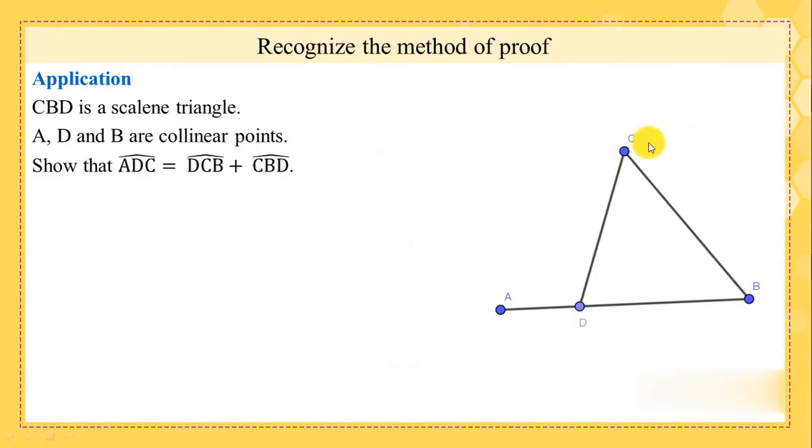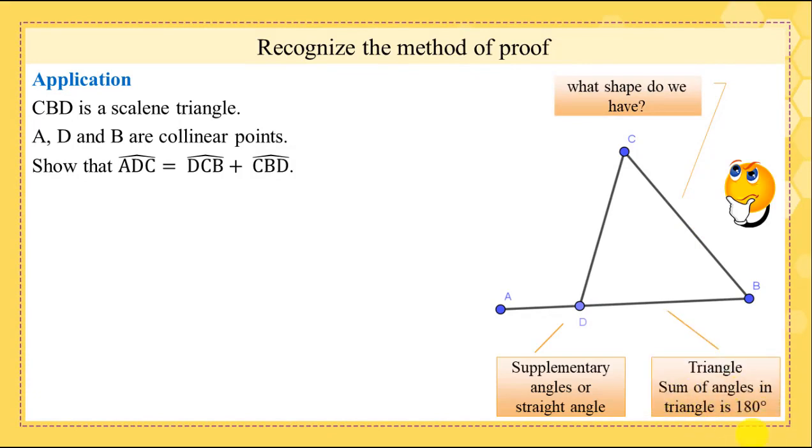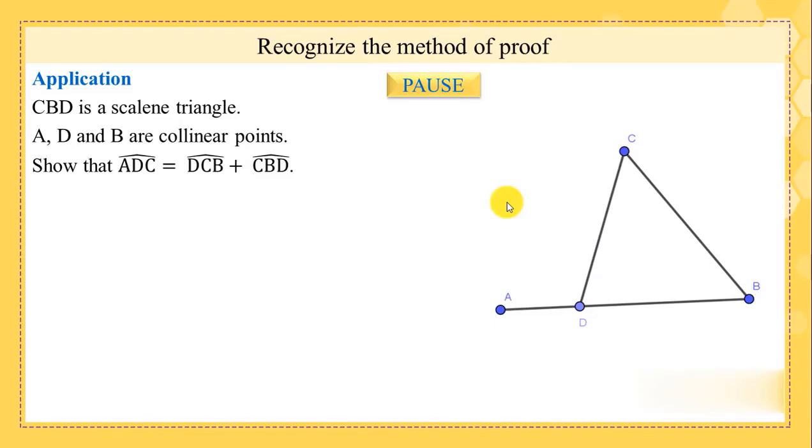CBD is a scanning triangle. ADB are collinear points. Show that angle ADC is equal to the sum of angle DCB and CBD. Before we start, let's think about the shapes that we have here. What shape do we have? First, we have supplementary angles or straight angle, and we have a triangle, so we can use the property sum of angles in triangle is equal to 180 degrees. So these are the clear given. Please pause the video and try to solve the application.